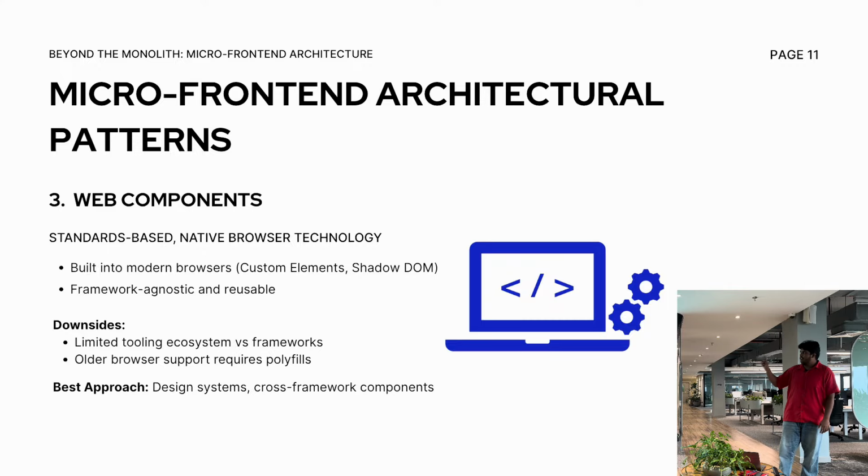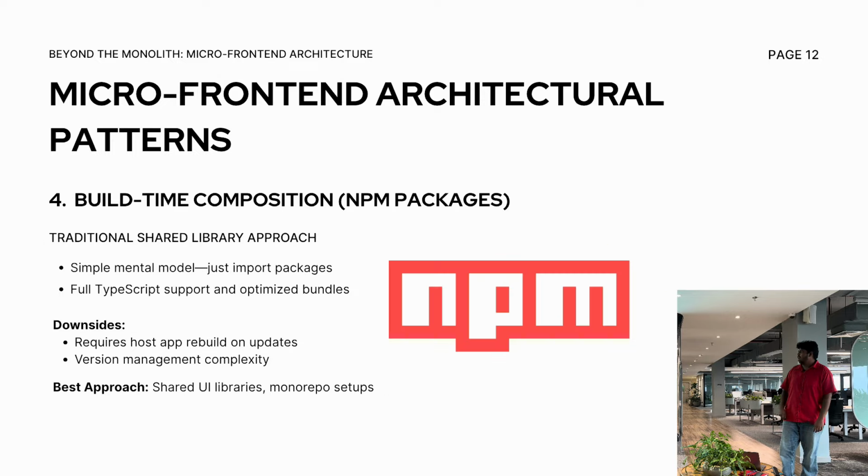So in the web components case, it is the best approach for design systems and cross-framework components. Then the fourth one is build time composition, npm packages. This is much more common for us, as we all work with npm packages. It's a simple model where we just import packages and directly use them. One downside is that it requires a host app rebuild, there might be version mismatches, and it creates some complexity. It is the best approach for shared UI libraries and monorepo setups.